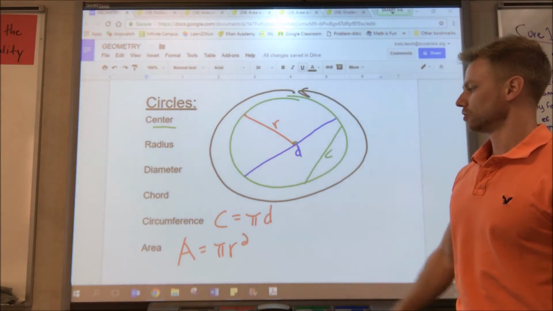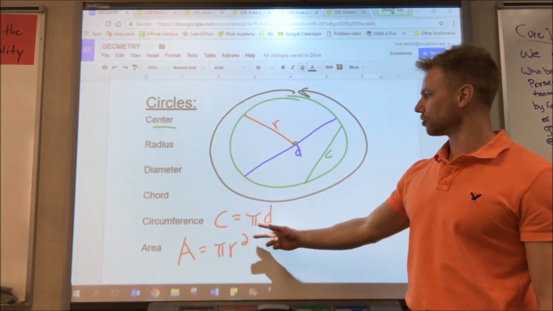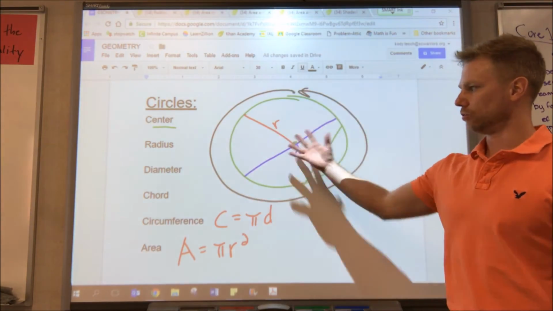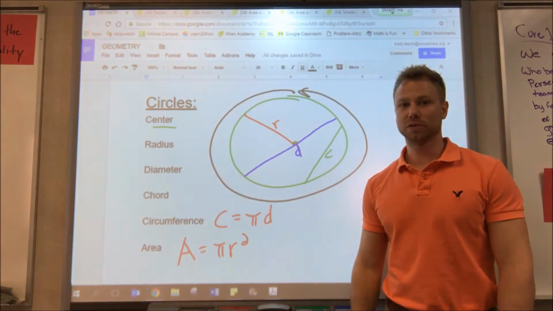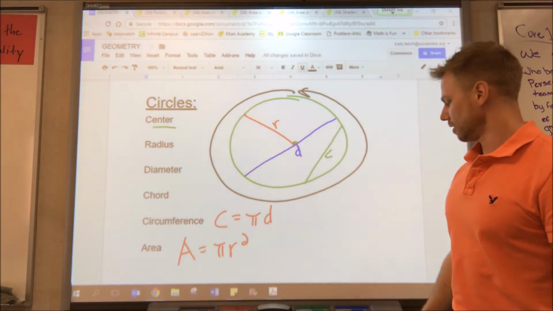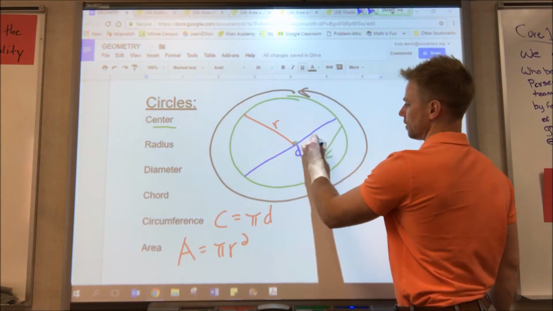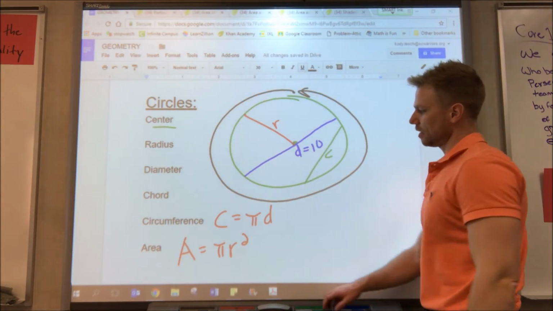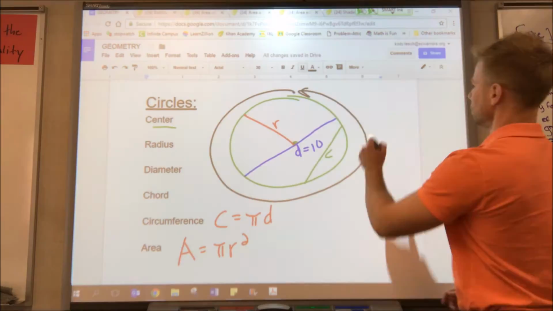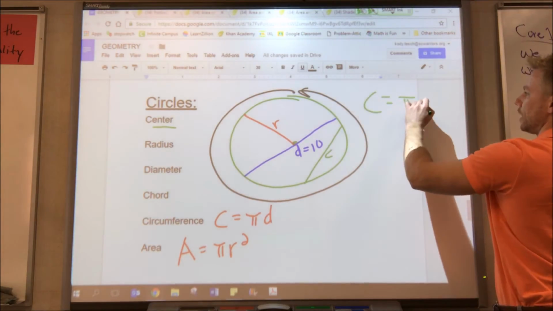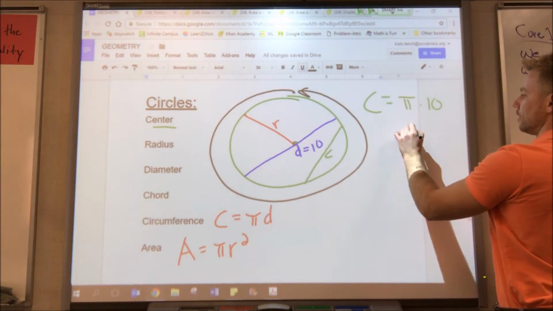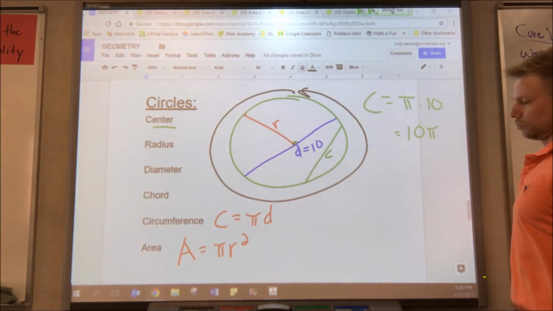So write those down for sure. Draw this circle with all the pieces. It's important, you're going to need it. So let's say that the diameter of this circle is 10. If the diameter is 10, we can find the circumference by doing pi times 10, which in this case would be 10 pi.